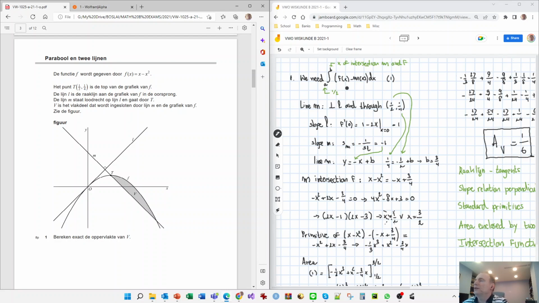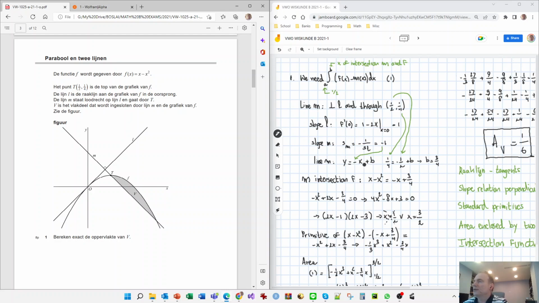So definitely something you need to know is exactly how to calculate such an area, and it's just the integral of the difference of these functions from the first point A, which is already given, which is 1/2. So we need to integrate from 1/2 till this intersection point. We call B here, which we need to calculate after we found line M here. So let's figure out what line M is.